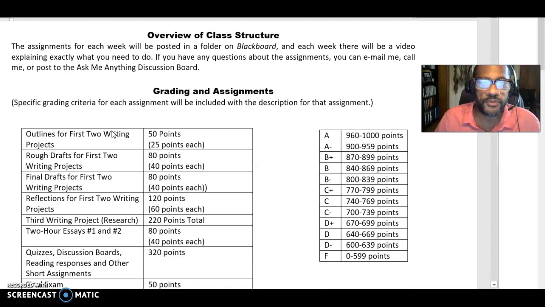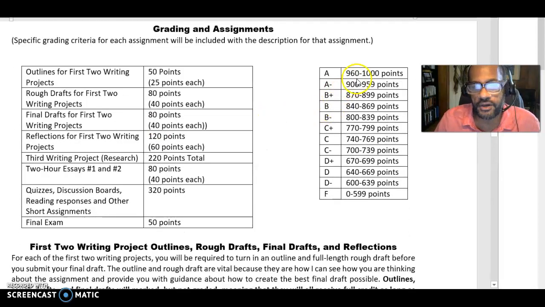The grading and assignments, as I have here on the right-hand side, you can see there will be 1,000 points for this class, and you can see how many points constitutes an A, A minus, B plus, B, etc. And then over here I have the specific assignments. So we're going to have our first 2 writing projects will be very similar. You'll have outlines for those 2 writing projects, rough drafts for those writing projects, final drafts for them, and then reflections. So what's going to happen is for those writing projects, I'm not just going to throw you in and say, here, write this essay.